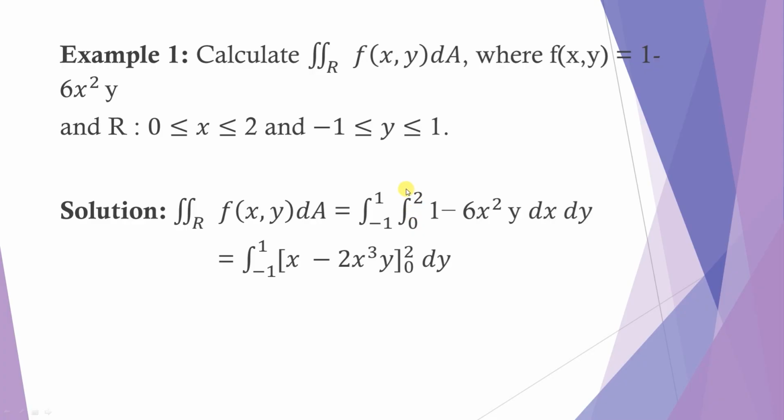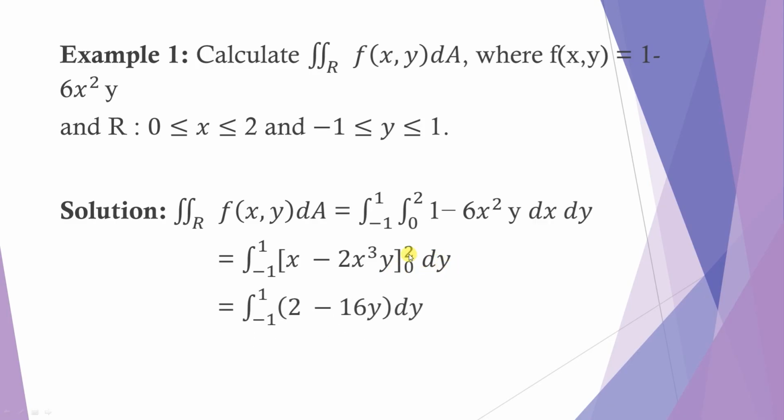First you need to integrate this with respect to x, keeping y constant. So the integral of 1 with respect to x is x. Similarly, the integral of 6x squared y with respect to x: 6y is constant, so 6y times the integral of x squared, that is x cubed by 3. 3 ones are 3, 3 twos are 6, so we can cancel to get 2x cubed y. You have to put the limits 0 to 2, then with respect to y as it is.